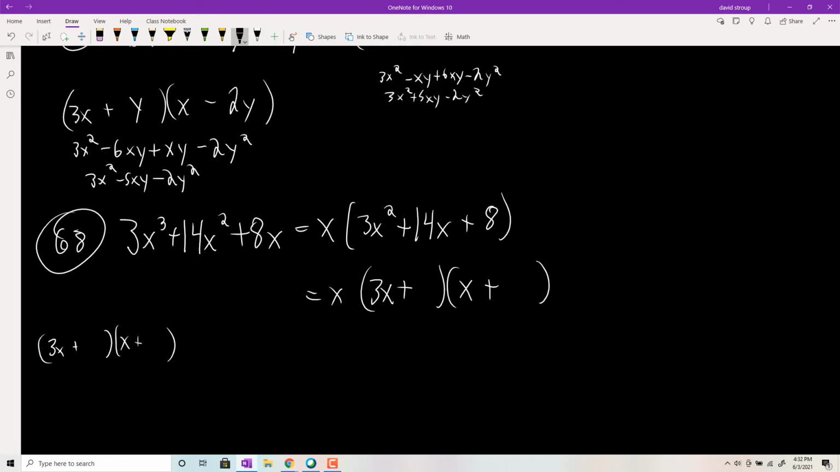If you put 4 here and then 2 here, you'll have 6 plus 4, which is 10, which won't work. Okay. If you put the 4 here and then the 2 here, then you're going to get it, right? So you get 3x squared plus 12x plus 2x plus 8. So that'd be 3x squared plus 14x plus 8, and that's it. Okay, so 3x plus 2, and then x plus 4.